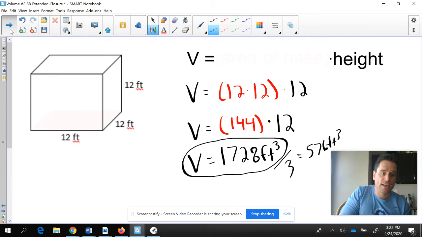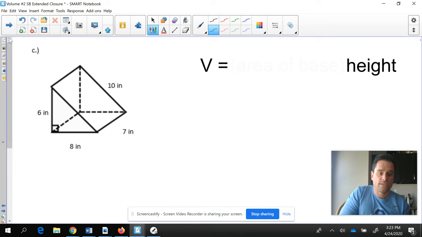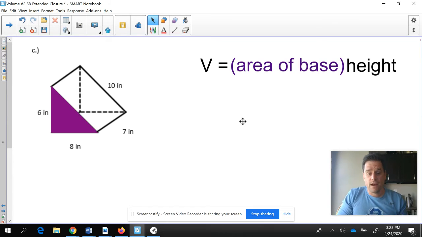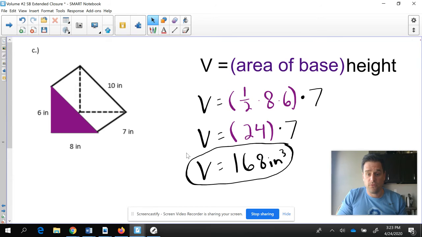That's the main thing. You just got to realize that every single time it is a pyramid, you're going to divide by 3 or multiply by 1/3. It's the same exact thing. So again, we've learned this before. You find the area of the base times the height. So it's the area of a triangle. So the area of the triangle is 1/2, 8 times 6, and then you'd solve that as 168.